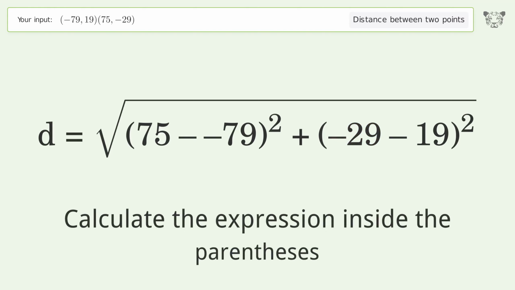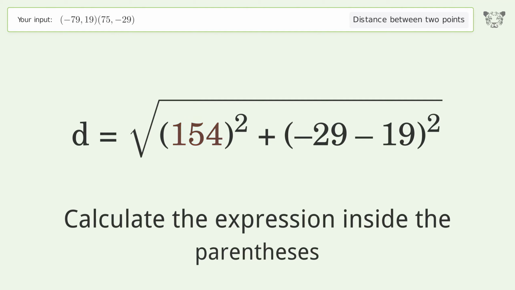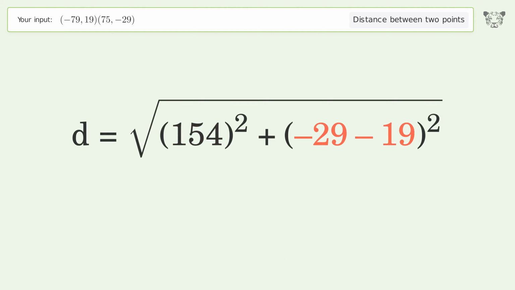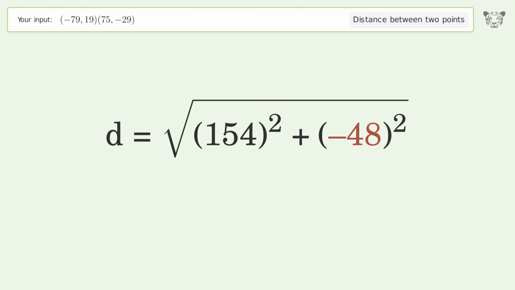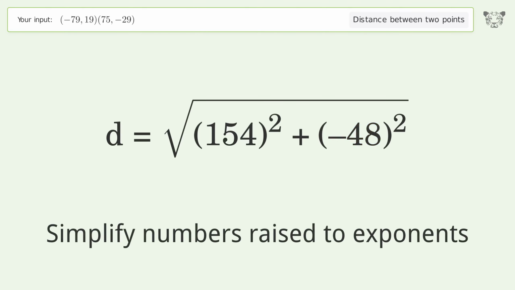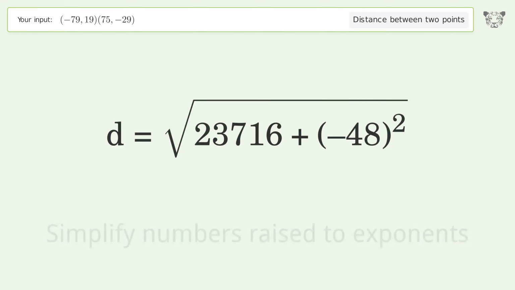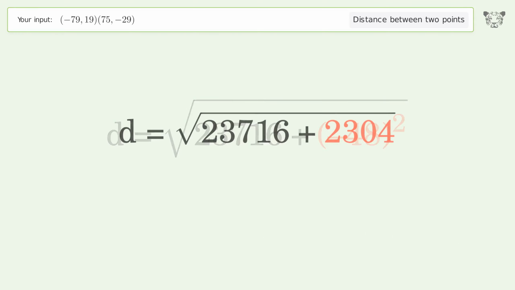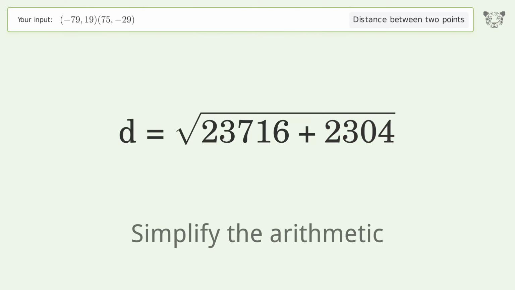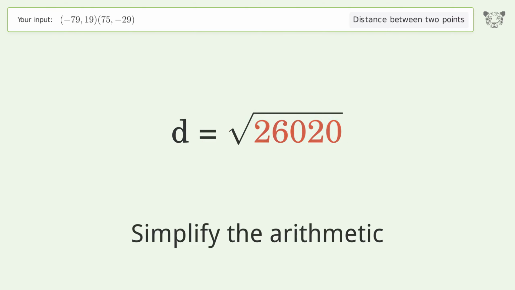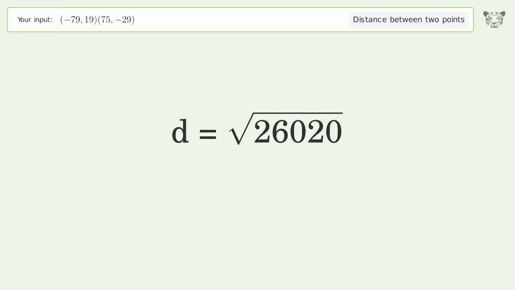Calculate the expression inside the parentheses. Simplify numbers raised to exponents. Simplify the arithmetic. And so the distance between the 2 points is the square root of 26,020, or 161.307.